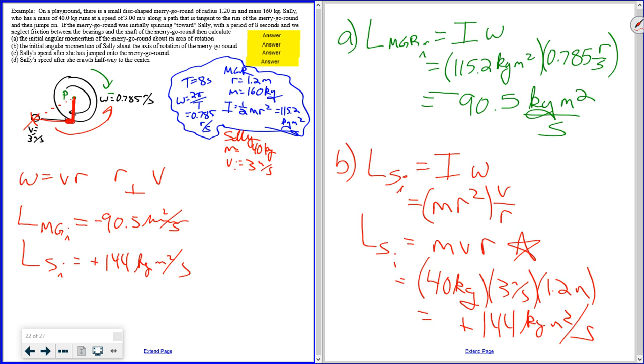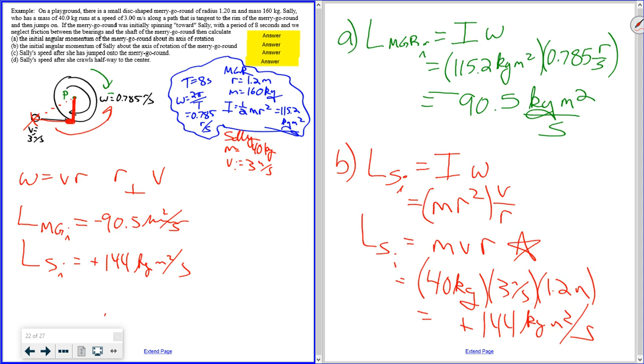All right. C and D get into conservation of momentum. Conservation of angular momentum, to be specific. C wants to know what is her speed after she jumps onto the merry-go-round. So there's this sort of collision between Sally and the merry-go-round, right? Once she jumps onto the merry-go-round, they're going to have the same angular velocity, right? They're both going to be rotating at the same angular rate. Every time Sally goes around once, the merry-go-round goes around once. So they have the same angular values.